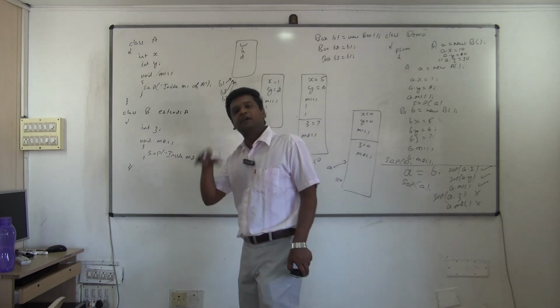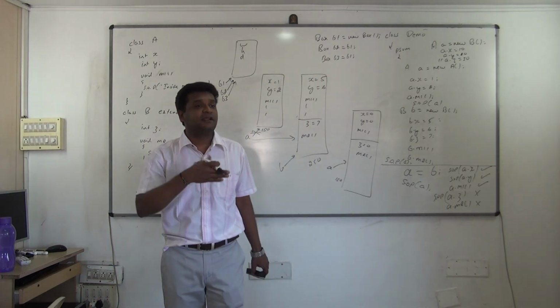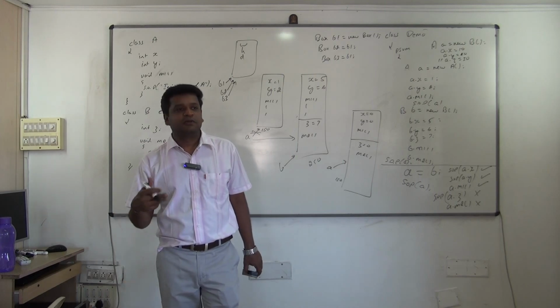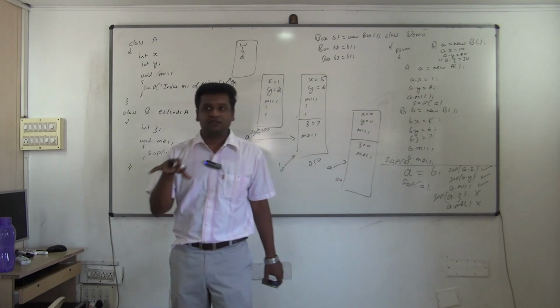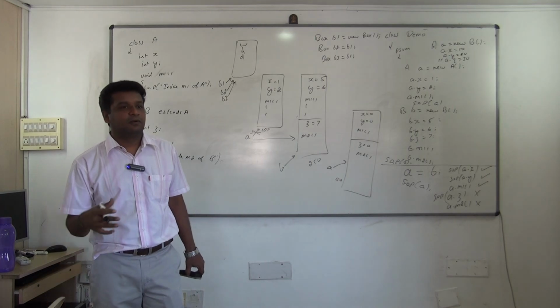Can't access. A.M1 executes, A.M2 error. When is the error? Compilation time. Understood? So what members you can access from the object always depends on what? The type of variable. That's what I am trying to explain to you now. You can access members depending on the variable type.